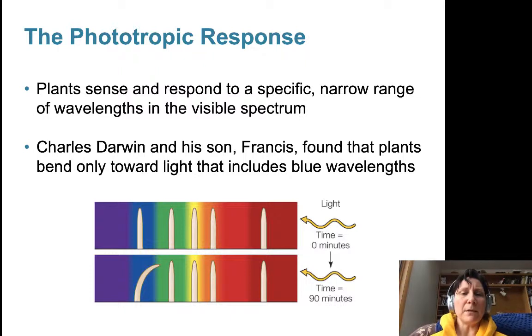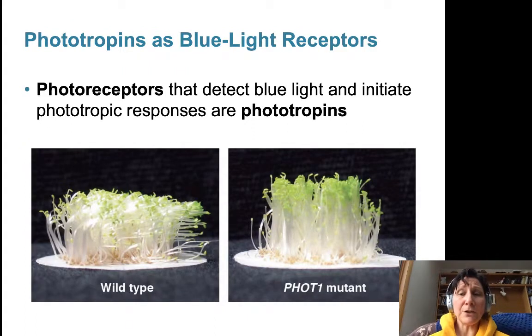Charles Darwin, he and his son, are famous for conducting experiments with plants. They were some of the first ones to show that plants will move in response to light, and primarily to blue wavelengths. So if you shine different wavelengths at them with a particular kind of light and a filter, they'll only move towards the blue light. And actually you can see that here.